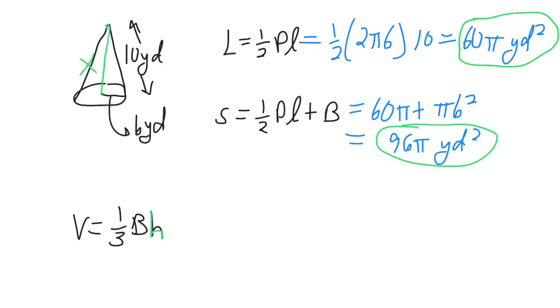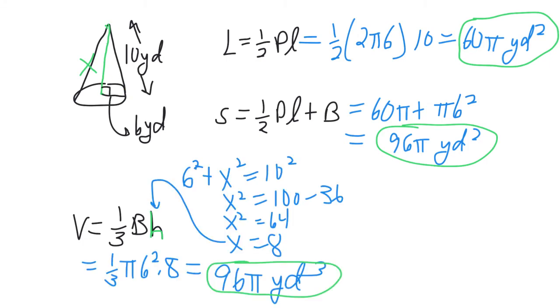Now for the volume, I need to use the straight up and down height, which I don't know. But I have a right triangle, so definitely if you have the radius and slant height, you can find the straight up and down height. So I do my Pythagorean formula, making sure that my slant height is my longest side. Solve for x, which is the height, straight up and down, 8. My area of the base is the area of the circle, so 1/3 pi r squared times 8.